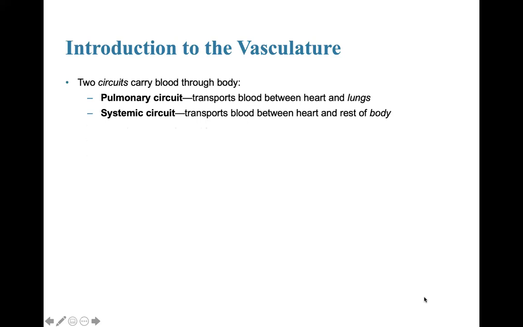So we've talked about extensively already the two main circuits. We have the pulmonary circuit, which transports blood between the heart and the lungs, and the systemic circuit, which transports blood between the heart and the rest of the body.